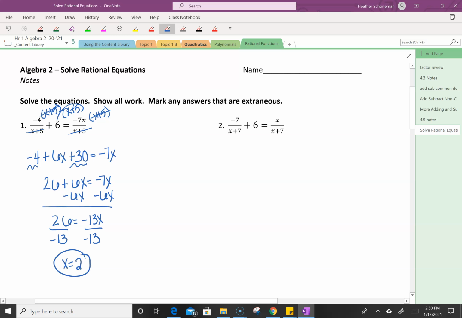Now I need to check. Does this 2 make any of the denominators 0? Well, if I plug in 2 here, 2 plus 5 is 7. No, that's not 0. So this is not an extraneous solution. It's good, and we leave it.